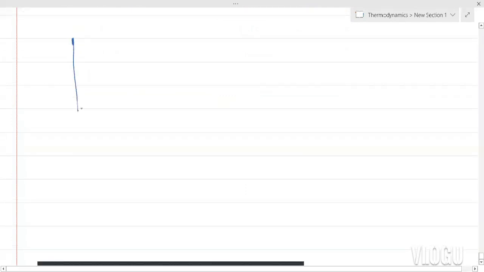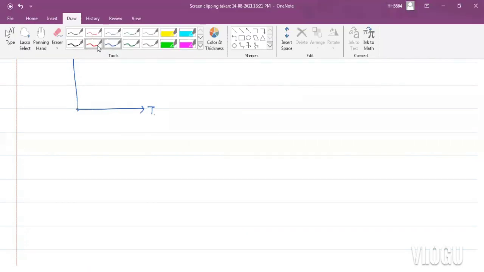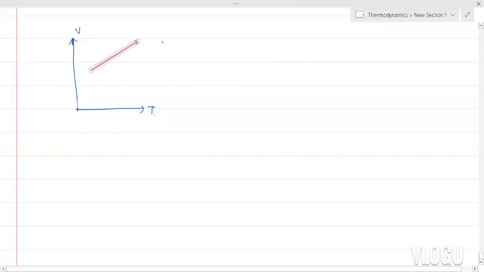Next we will think of some more graphs. For example, we think of VT graphs. In a VT graph, we have a straight line like this.